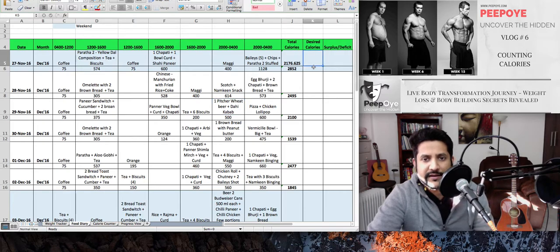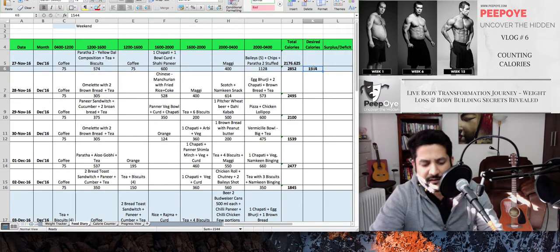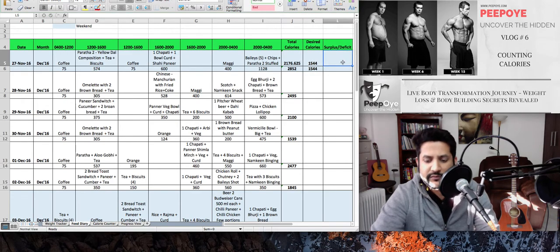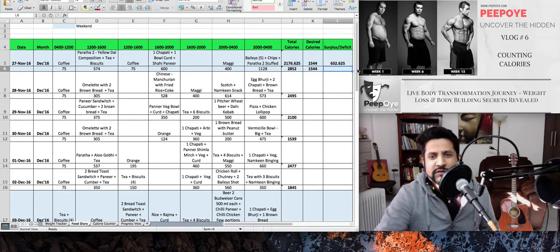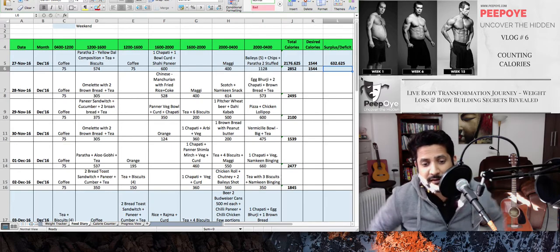What I'll do is I'll write here 1,544. Now this is my desired calorie range, and let's put it against the average. What it means is that I need to eat almost 632 calories less, guys. So I think that's what I'm going to do now. I need to ensure that I eat as much to be in this range and not cross this range.